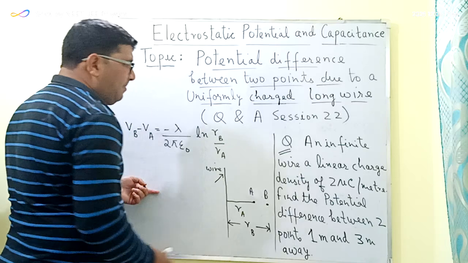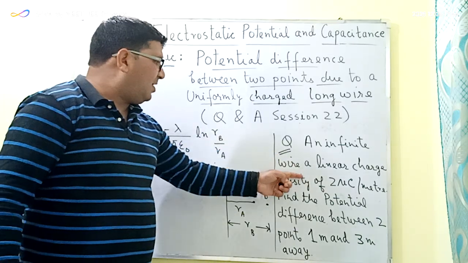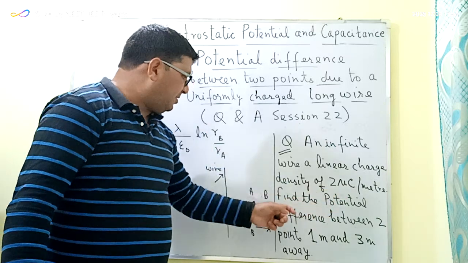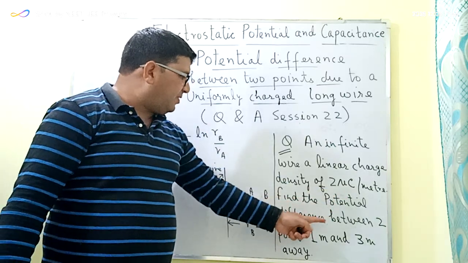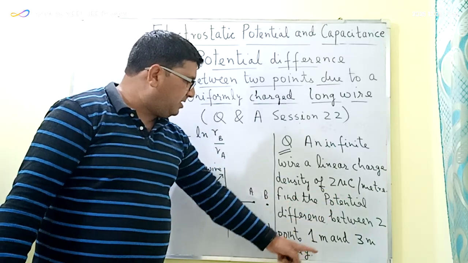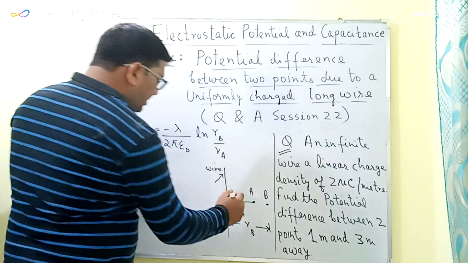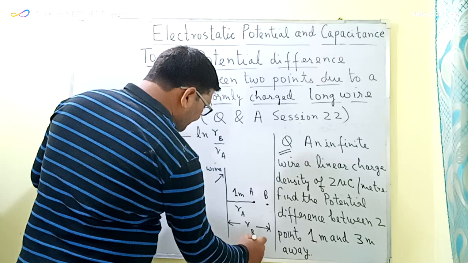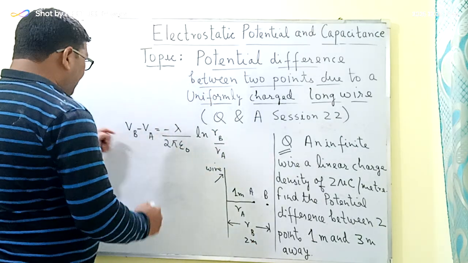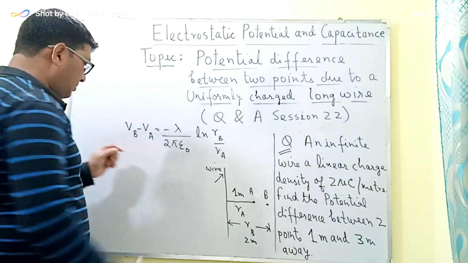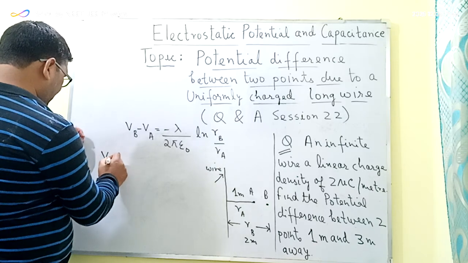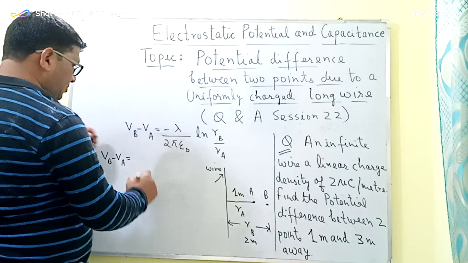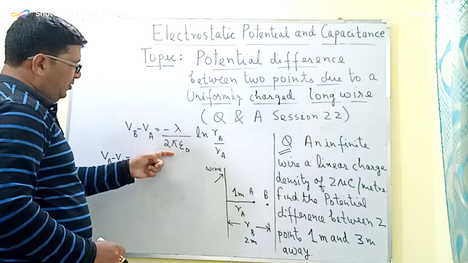Now in this question there is an infinite wire having a linear charge density of 2 microcoulomb per meter. So we have to find the potential difference between 2 points which are 1 meter and 3 meter away. So here RA is equal to 1 meter and RB is equal to 3 meter. So simply we will be using this formula in order to find the potential difference, that is VB minus VA. This will be equal to minus lambda upon 2 pi epsilon naught.